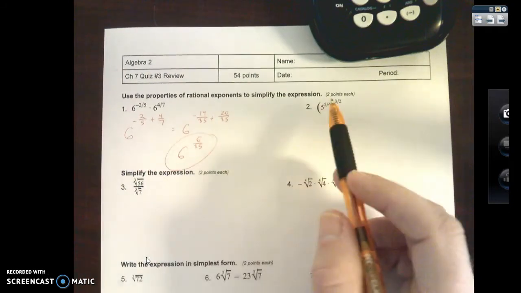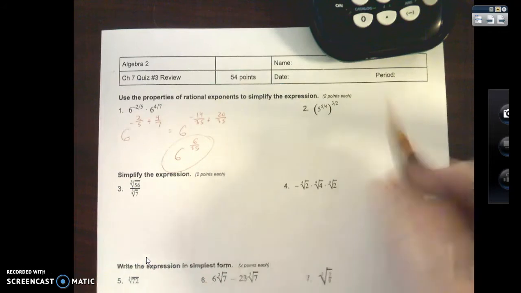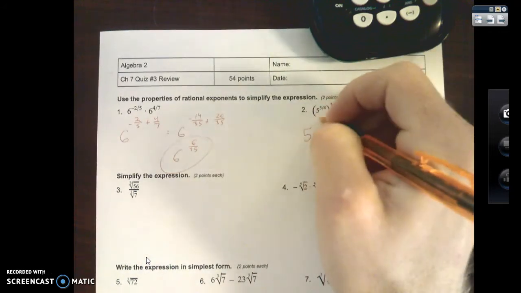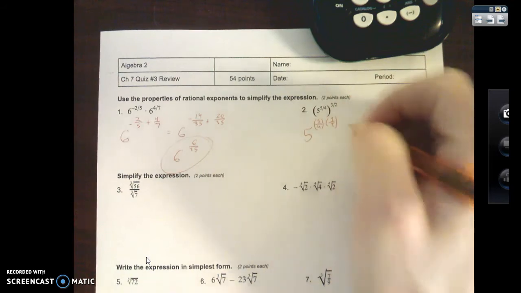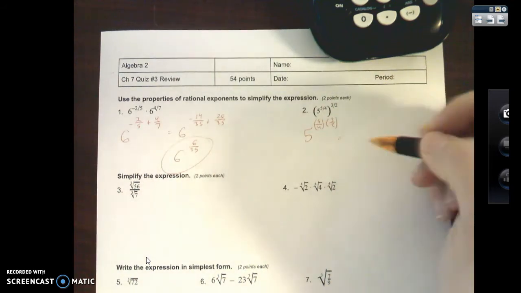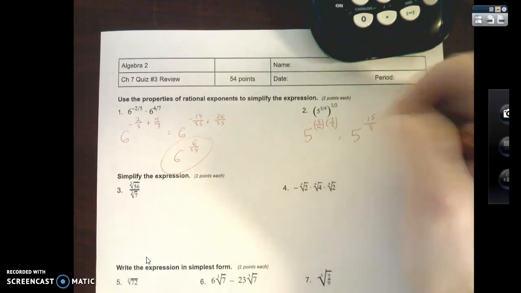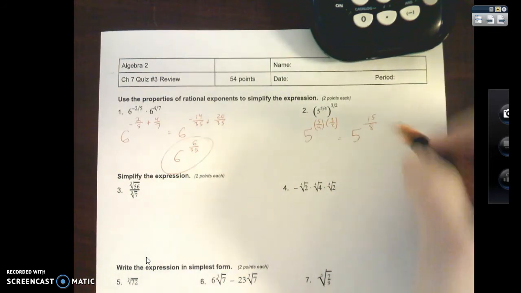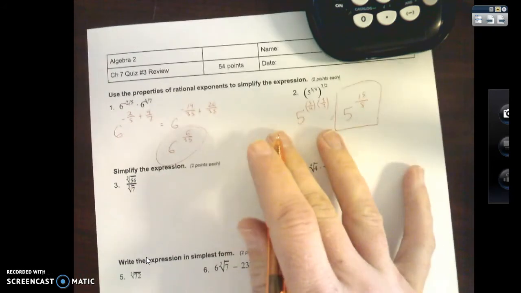Please note the difference here for number 2. I don't have the same base. Over here I have just one thing. I have a power raised to a power. Well, in that case, I have to multiply my exponents. Okay, so we're looking at, I multiply numerators and multiply denominators. I'm going 5 to the 15 over 8. I look to reduce that down if I can. In this case, I cannot. Boom, moving on. Okay, very good.